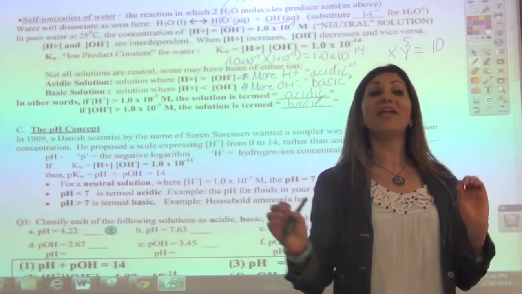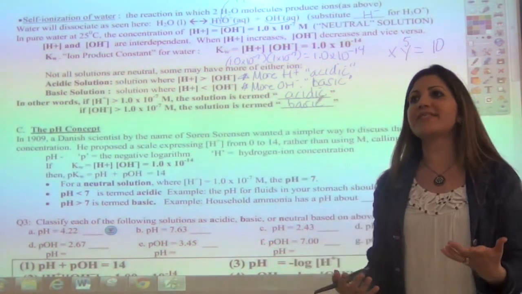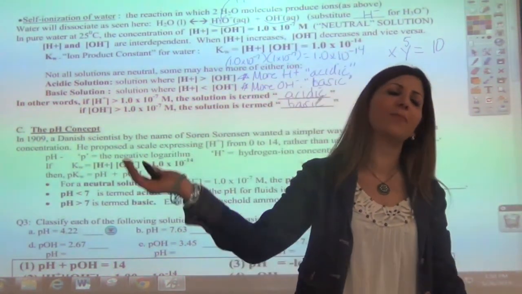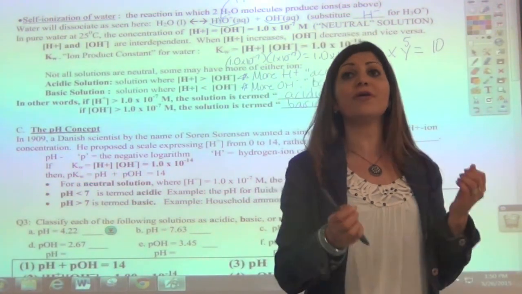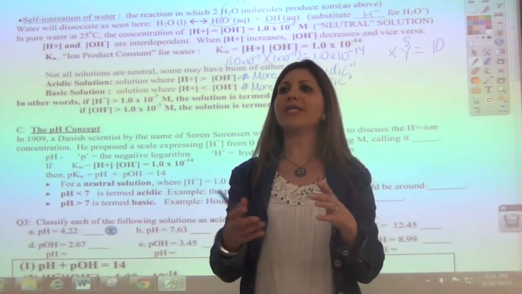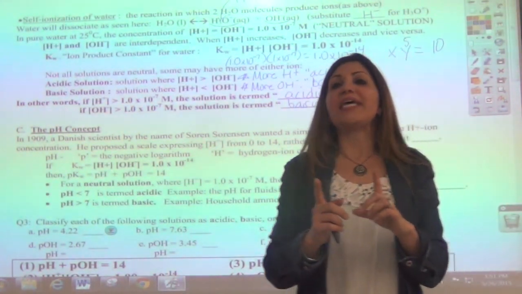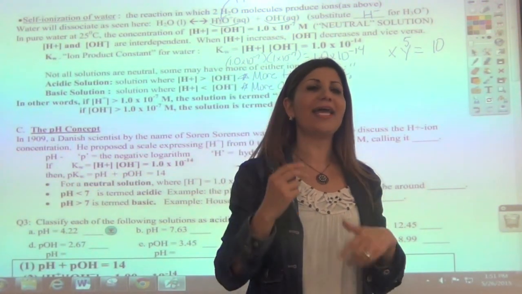And he wanted a simpler way of dealing with all of this stuff. So instead of saying 1 times 10 to the negative 7 and 2.6 times 10 to the negative 3 and 4.5 times 10 to the negative 12, he said, can we just use whole numbers? Can we use numbers like 12.6 and 1.3? So what he did was he figured out a scale. And what he found was if you negative log these numbers, you'll actually get a whole number.